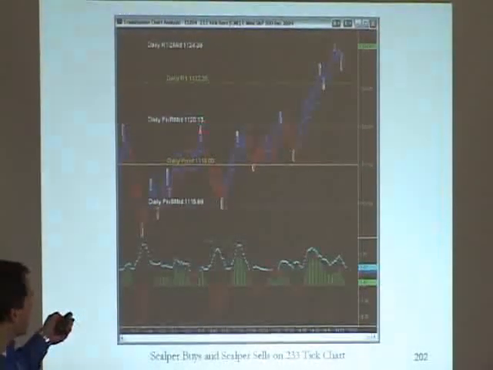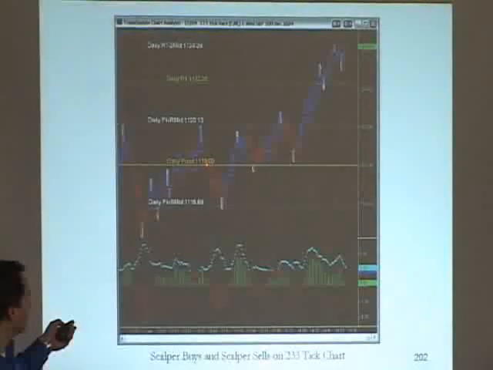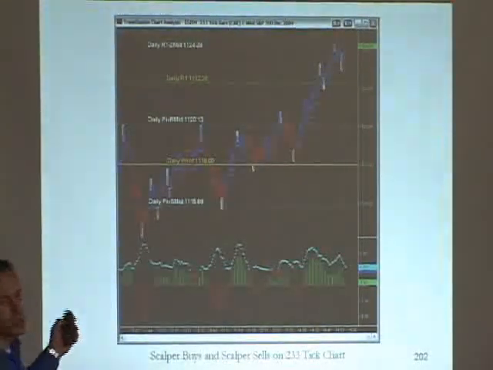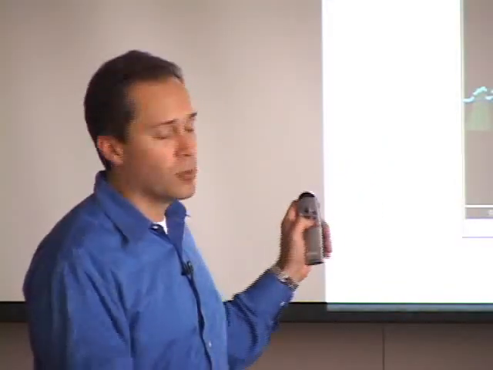And on something like this, you can sit here and peel off half at this pivot level, and then either take the rest off at this pivot or stay in until you get a reversal signal. Okay? I've got some more examples of these, but any questions on how that works?